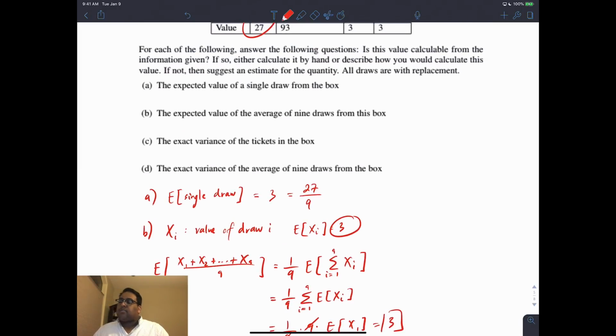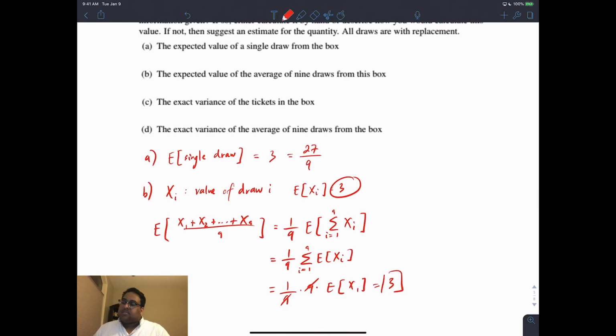So not only is the expectation of a single draw 3, the expected value of the average of 9 draws is also 3. So you draw from the box 9 times, and keep doing that over and over, so you draw 9 times, find the average, draw 9 times, find the average, draw 9 times, find the average. The average of those averages is also 3. Okay, so something you might think about is how this relates to things you might have seen in Data 8, like sample means versus population means, but you don't have to worry too much about that. That's just a parallel that you might see.